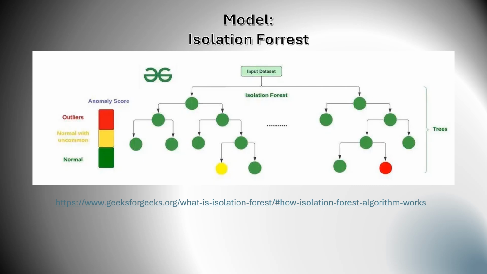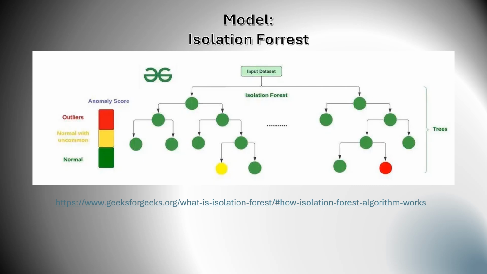Now, onto the model. Isolation forest is an unsupervised machine learning algorithm used in anomaly detection. It works by isolating data points through recursive random splits. Anomalies or outliers are easier to isolate because they are further away from other points and usually in low density regions of the data set. Anomalies are isolated with fewer splits compared to normal points.